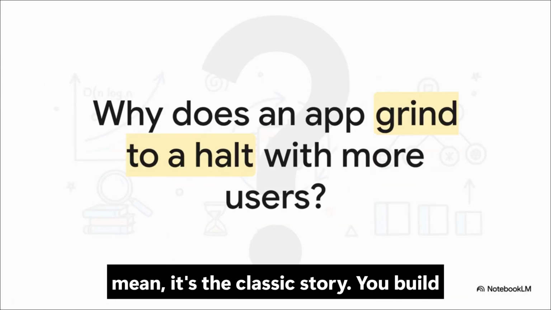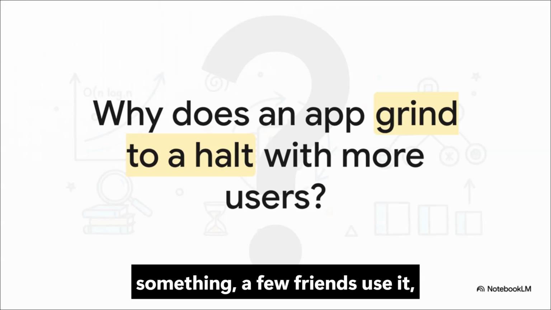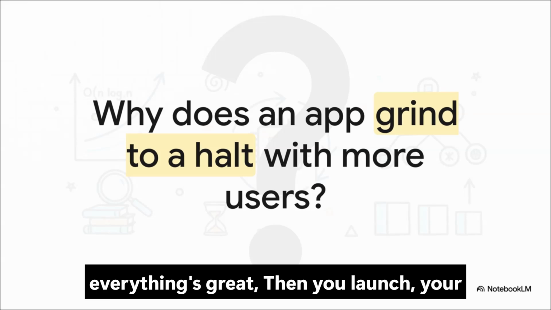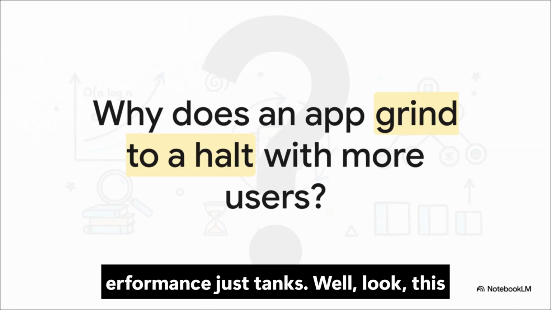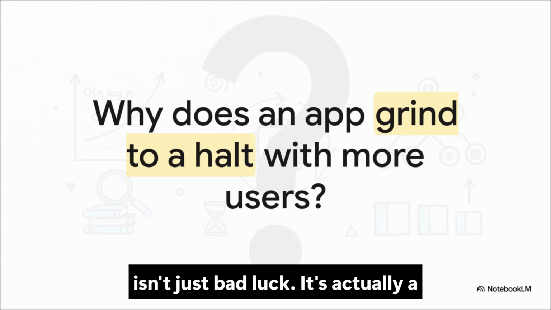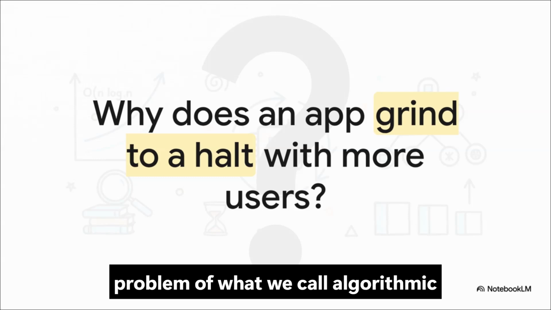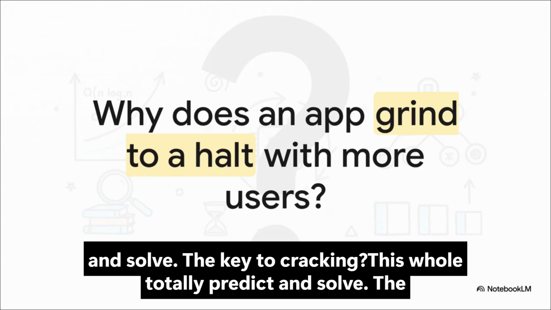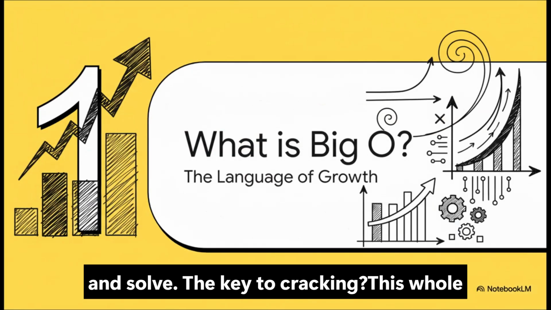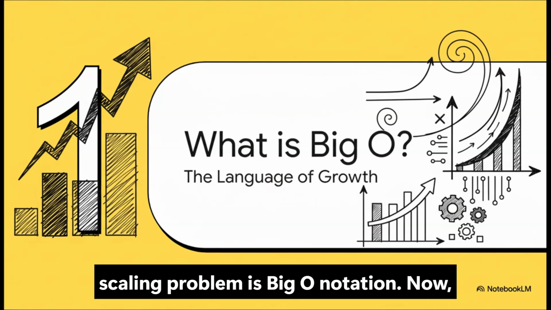I mean, it's the classic story. You build something, a few friends use it, everything's great. Then you launch, your user base starts to grow, and suddenly, performance just tanks. Well, look, this isn't just bad luck. It's actually a problem of what we call algorithmic complexity, and it's something we can totally predict and solve. The key to cracking this whole scaling problem is Big O notation.